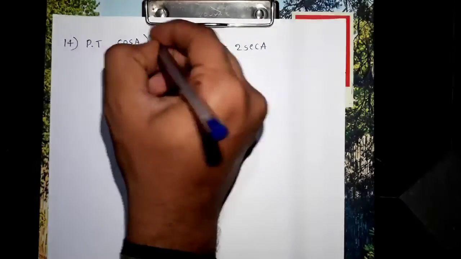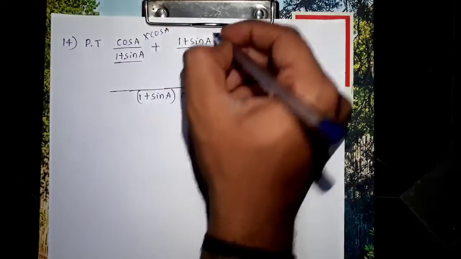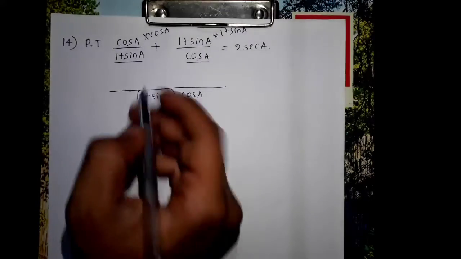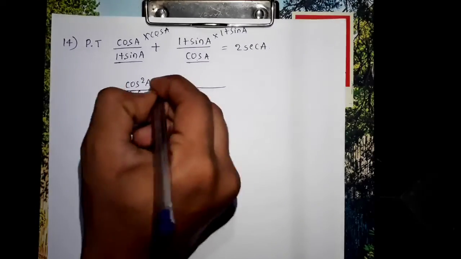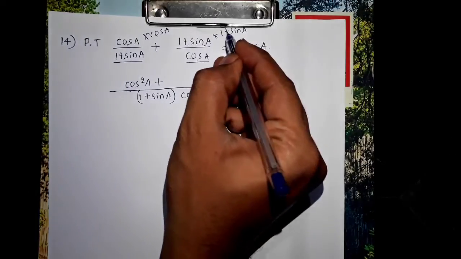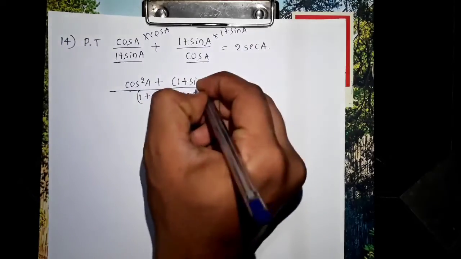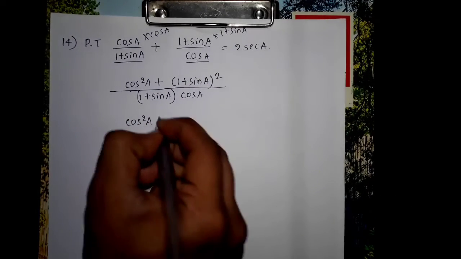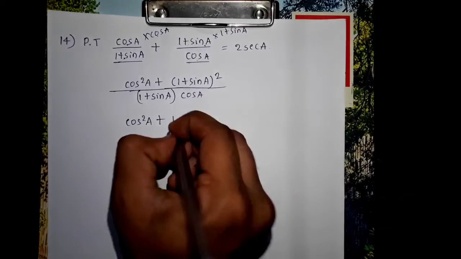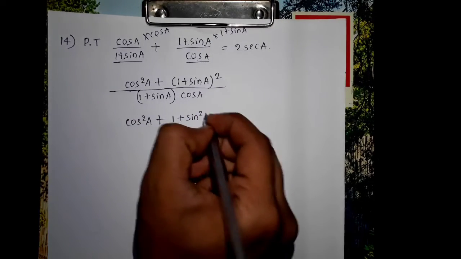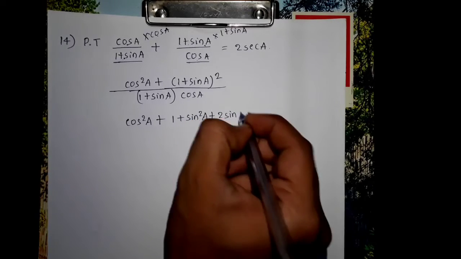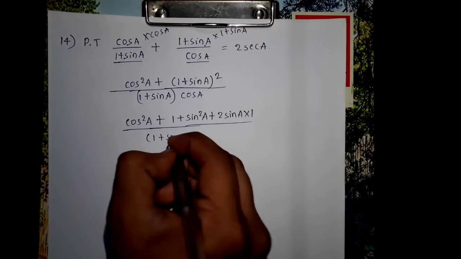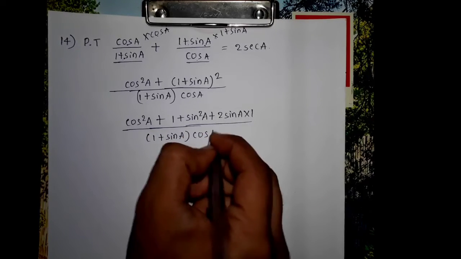Cos a into cos a, cos square a, plus 1 plus sine a into 1 plus sine a is 1 plus sine a whole square. Now again, cos square a plus b whole square, that is a square plus b square plus 2 into a into b, whole divided by 1 plus sine a into cos a.